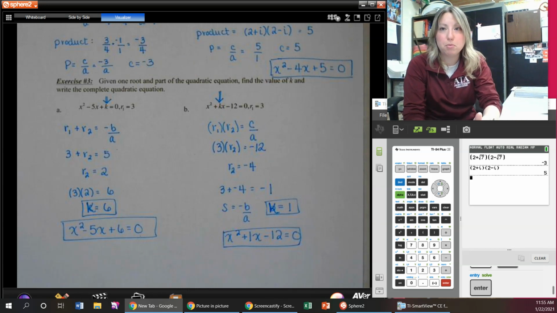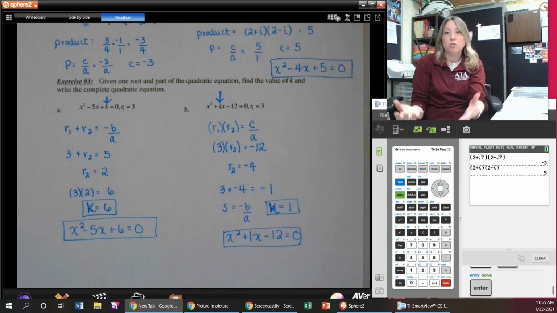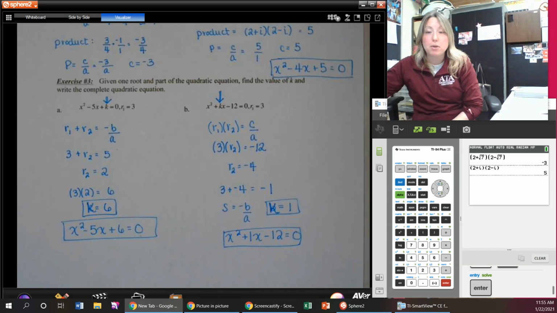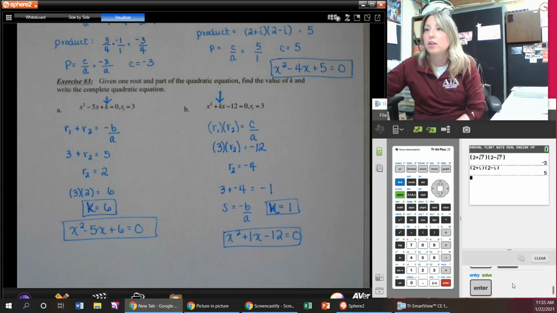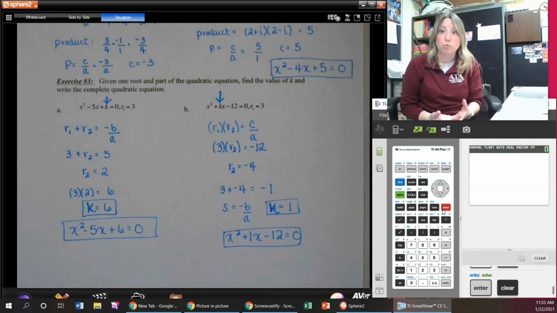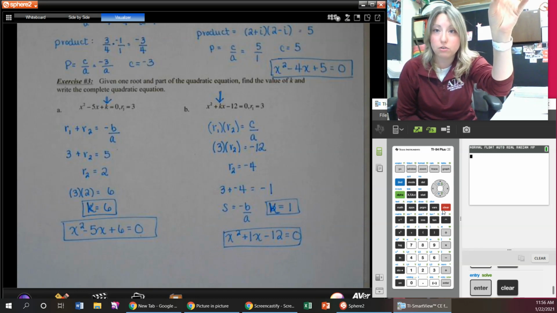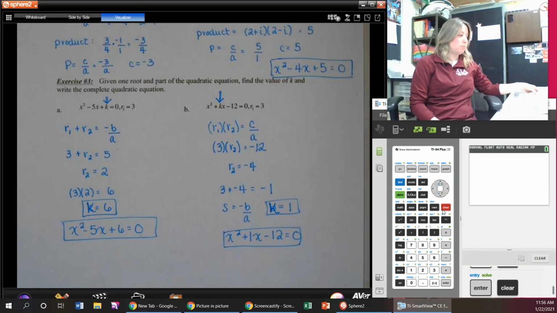Use these examples to help you on your homework. I am also happy to be doing your homework with you in class. More than happy, because I love this stuff. It's so much fun to see these patterns that emerge here because of these relationships that the roots have to the actual values in the equation in standard form. It's awesome to see all this stuff come together.